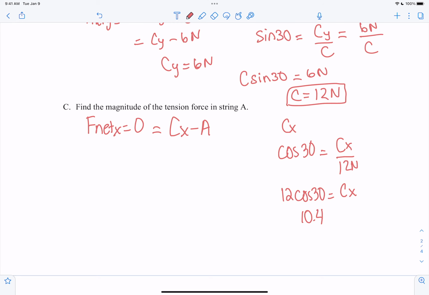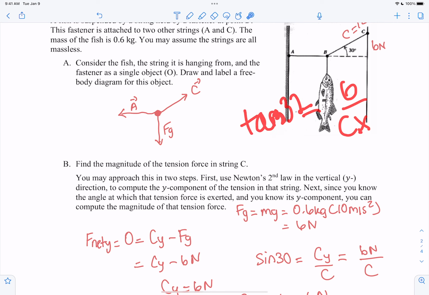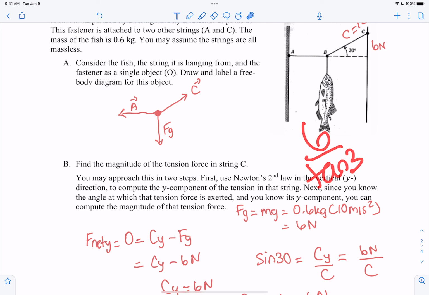You can also do it just to double check. If we were to do tangent, right? Tangent would be 6 over cx. 6 over cx is equal to tangent 30. And so 6 divided by tangent 30 gives us cx. Someone can do 6 divided by tangent 30 as well to check. And if you also want to do 12 squared minus 6 squared, do the Pythagorean theorem and check that as well. Let me do the Pythagorean theorem real quick. That'll be 144 minus 36, and that's 108, and then the square root of 108. Yep, 10.4.